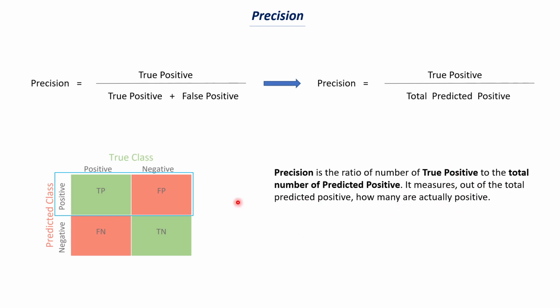So let's say there are 500 people, and out of these 500 people, let's say our model predicts that 200 people have a COVID infection. So it is a positive predicted class.